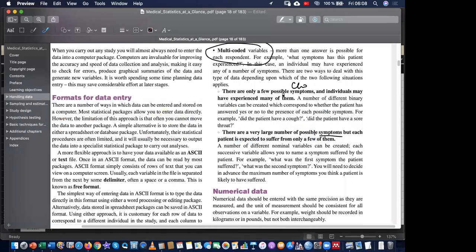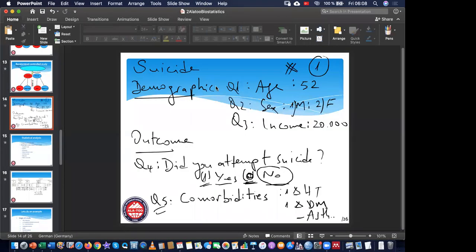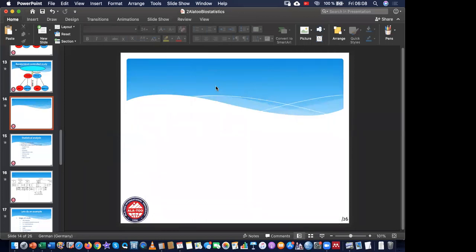If you have few possible symptoms, you code each of them as one, present or absent. If it is more possibilities, more choices, let's say, which medication do you use? Question number 6, okay, what medications do you use? Okay, what could be the possible answers here? What medications do you use?